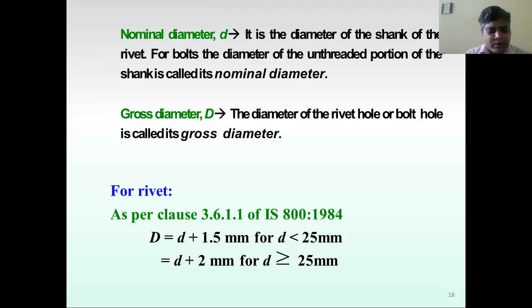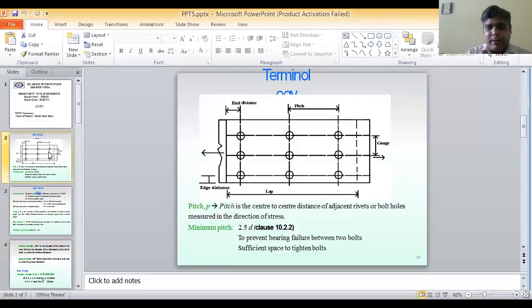Now, for the above diagram, an easy way to remember: in the direction of pitch, you will consider end distance. In the direction of gauge, we consider edge distance. Sometimes it is difficult to decide the edge distance, end distance, pitch, gauge. So always remember, in the direction of pitch, end distance is considered, and in the direction of gauge, edge distance is considered.